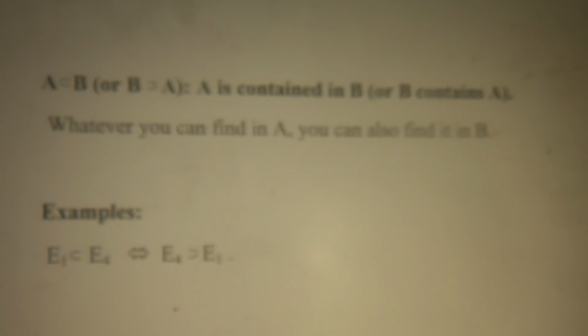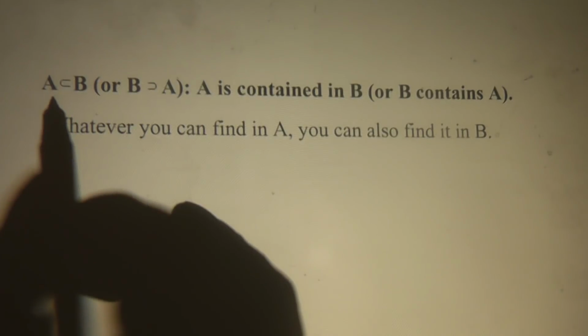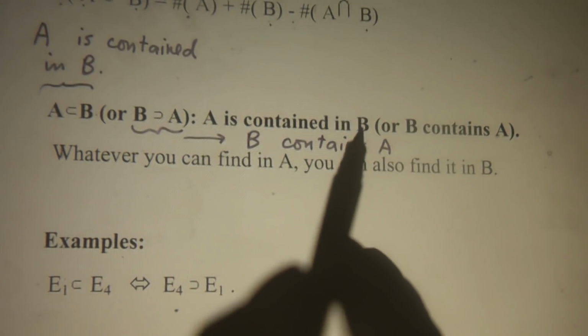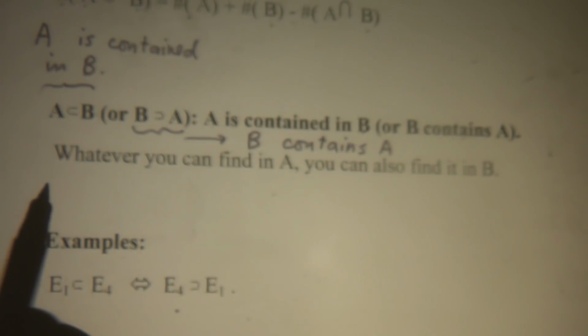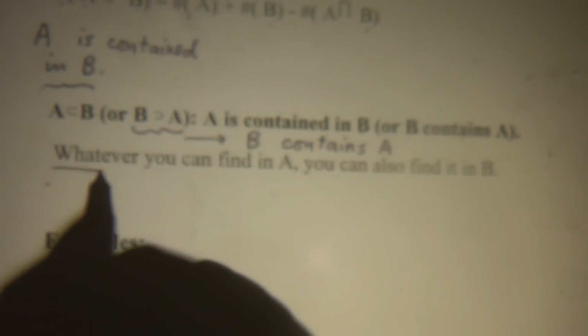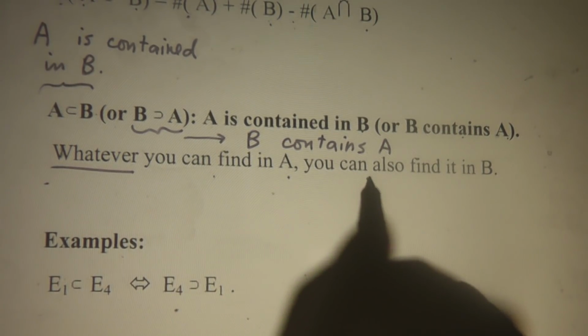Now, next one. Let's look at A is contained in B. How do we read this? A is contained in B. And how do we read this one? B contains A. So A is contained in B, or equivalently, B contains A. What does it mean? That is, whatever you can find in A, you can also find in B.